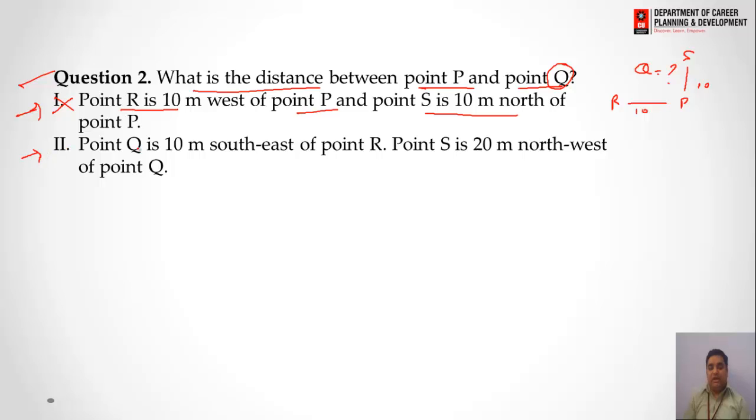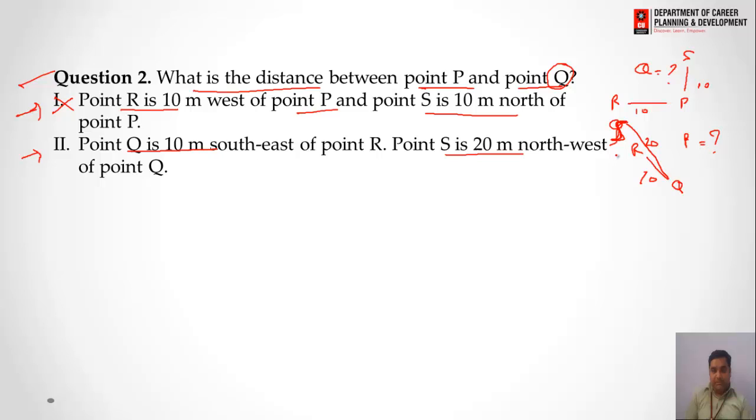Whereas the second statement says Q is 10 meters southeast of R. Here we have R, and southeast of R is Q, that is 10 meters, whereas S is 20 meters northwest of Q. Here we have S, 20 meters away. Again, as per this question, we cannot find the answer because a variable is missing, that is the variable P, which we do not have here.